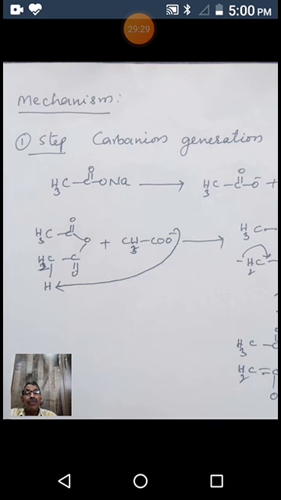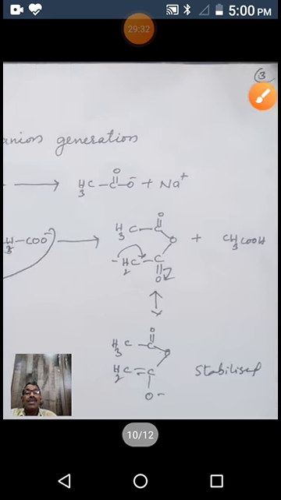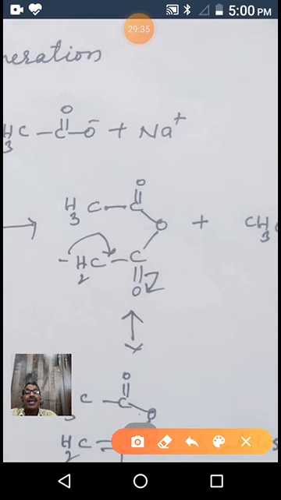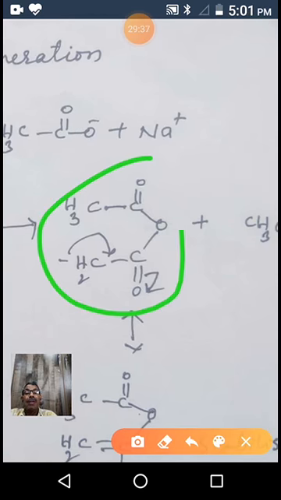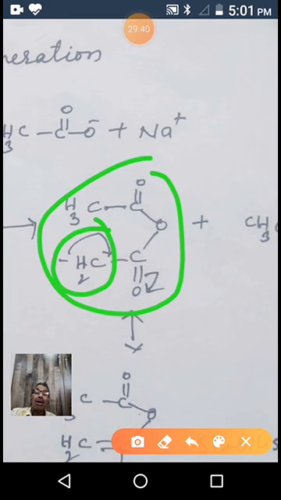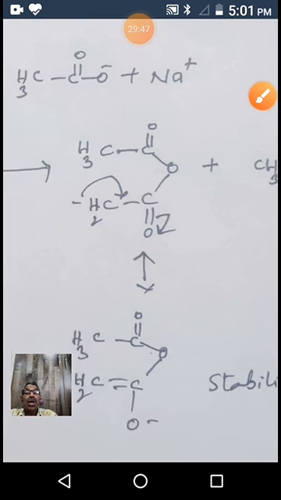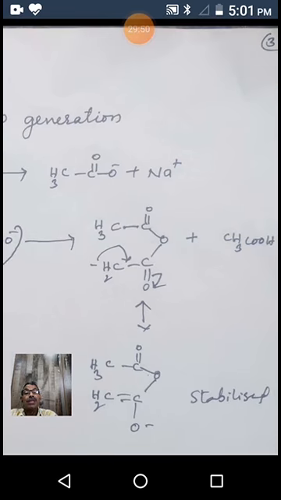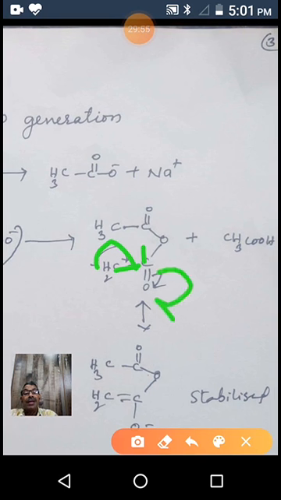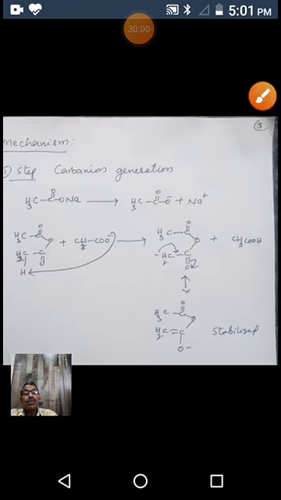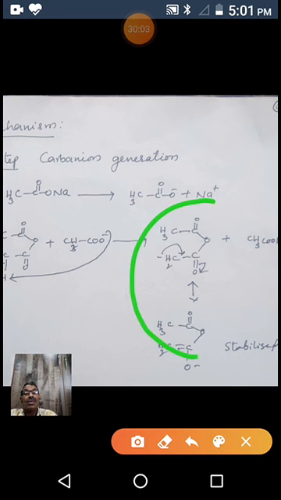After abstracting the proton, it forms its corresponding carbanion. This is a carbanion, because it is a carbon with a minus charge, formed due to loss of a proton. This carbanion is stabilized by resonance. Electron delocalization is possible: this electron moves here, and at the same time this pi bond moves here due to oxygen electronegativity. So we expect these two resonance structures, and hence we can say it is stabilized.